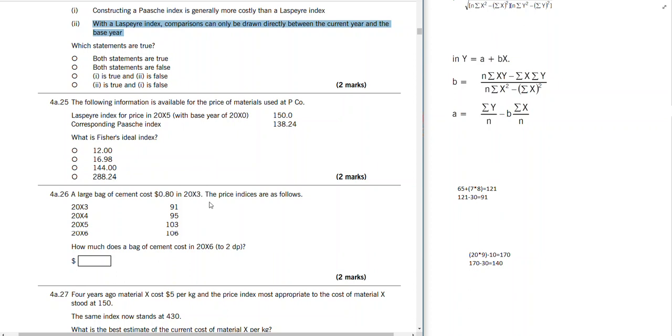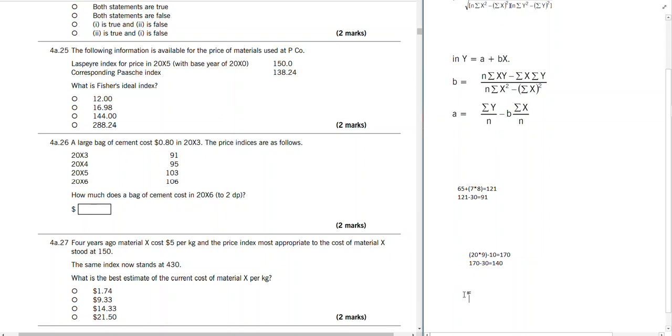What is the Fisher index? The following information is available for the price of material at PICO. Laspeyres index is 150, Paasche is 138. So Fisher is you multiply both and take the square root. It becomes 144. Remember, you have to take the square root of this.